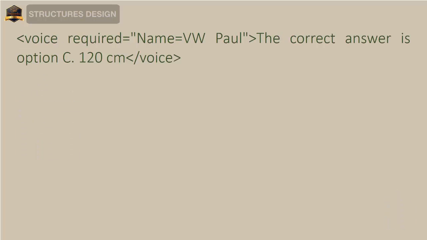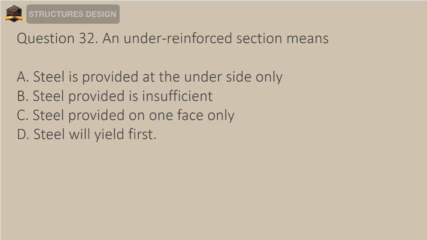Question 32. An under-reinforced section means A. Steel is provided at the underside only. B. Steel provided is insufficient. C. Steel provided on one face only. D. Steel will yield first. The correct answer is option D, 25 millimeters.